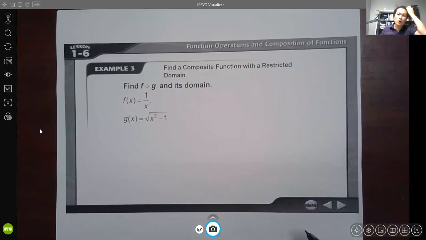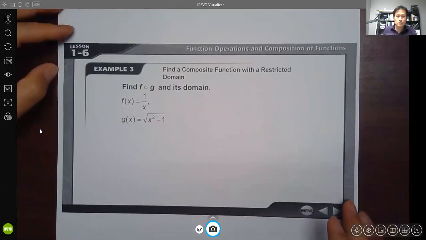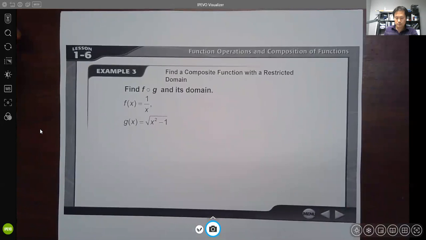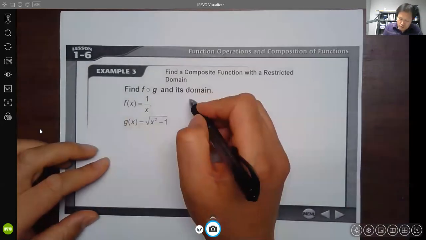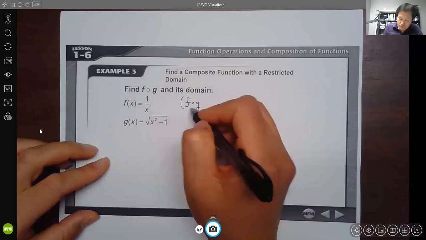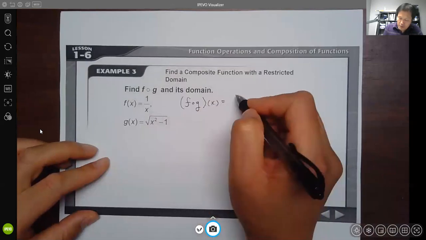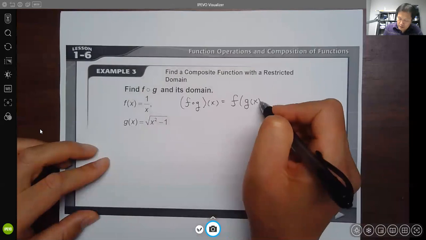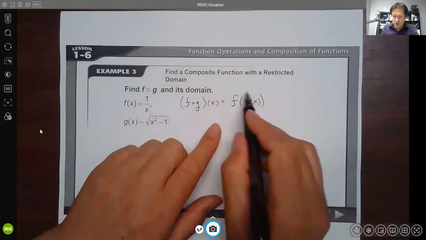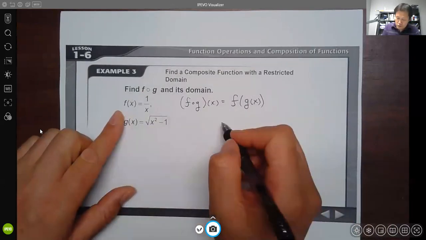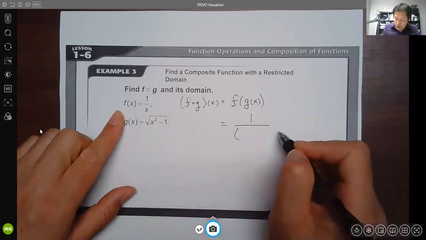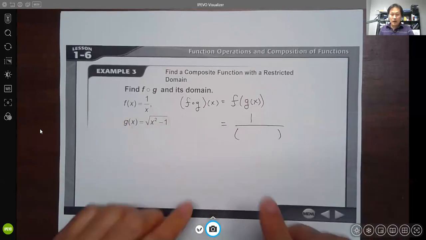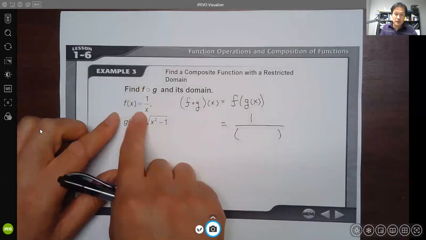Okay, you should pause the video and you should try this. F of G is the same as F of G of X. So F is a structure, F is this. So you should set that up like this. F is a structure, write down F as it is.